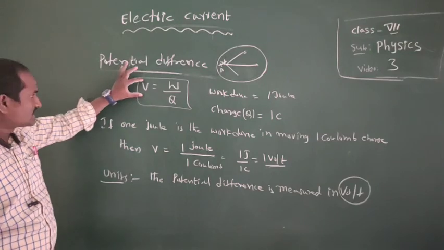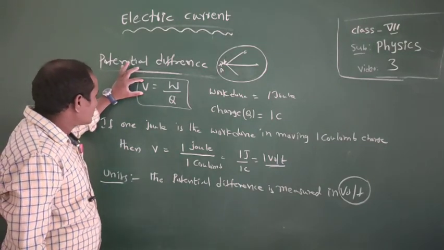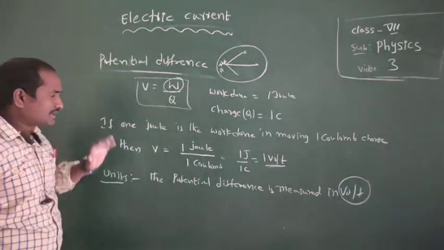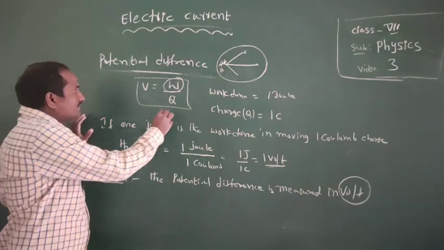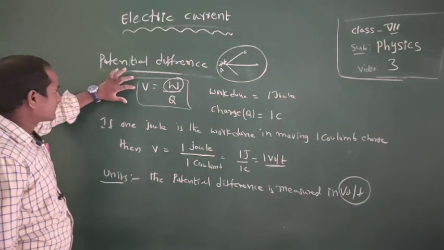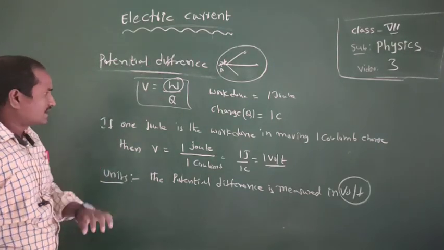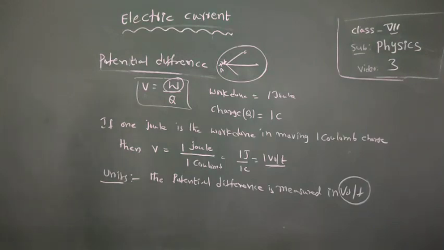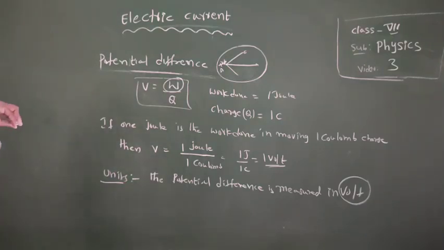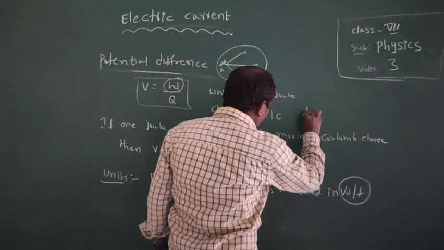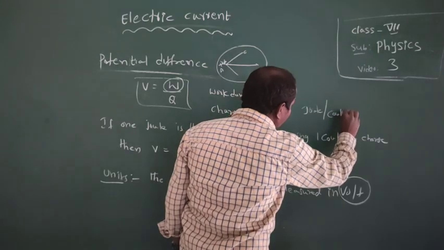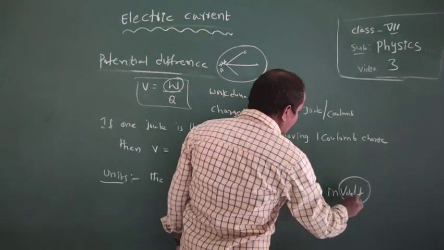So potential difference is indicated with the letter V. V equal to work done by charge. Work done is indicated with the letter W, and charge is indicated with the letter Q. So V equal to W by Q. It is also measured in joule per coulomb. So potential difference is measured in joule per coulomb or volt.